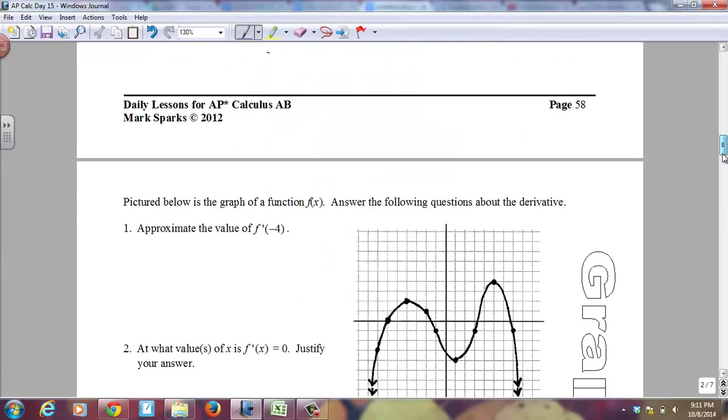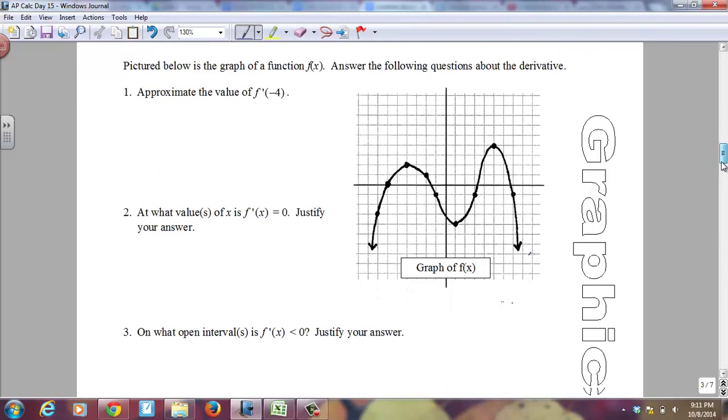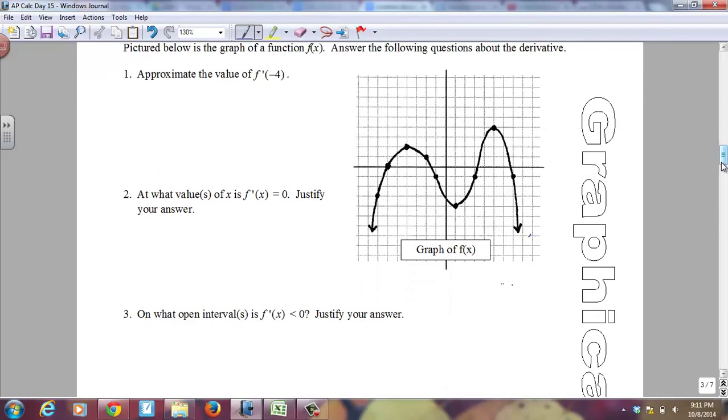Alright, so let's go on to the next page. Now this time we're again given the function value, and that's one of the things we need to make sure we pay attention to when we do these: is the graph of the derivative, or is it the graph of the function? So the approximate value of f prime of negative 4. We're given the function, but we want the slope of the tangent at negative 4.